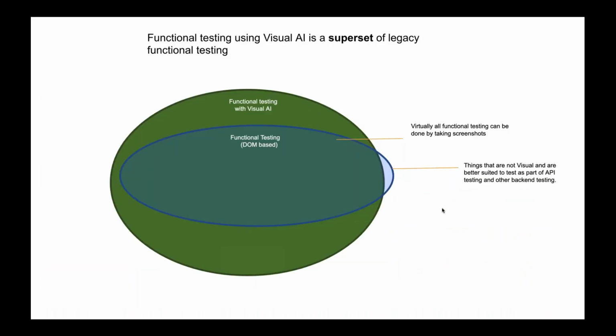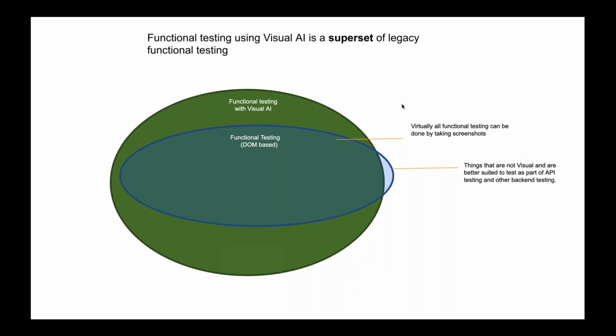So one other interesting thing here I want to highlight is the reason this thing works. Visual AI is a superset of legacy functional testing, because every time you use Visual AI and you take screenshots, it always includes all the functionality, because all the functionality you can think of always has a visual aspect associated with it, right?